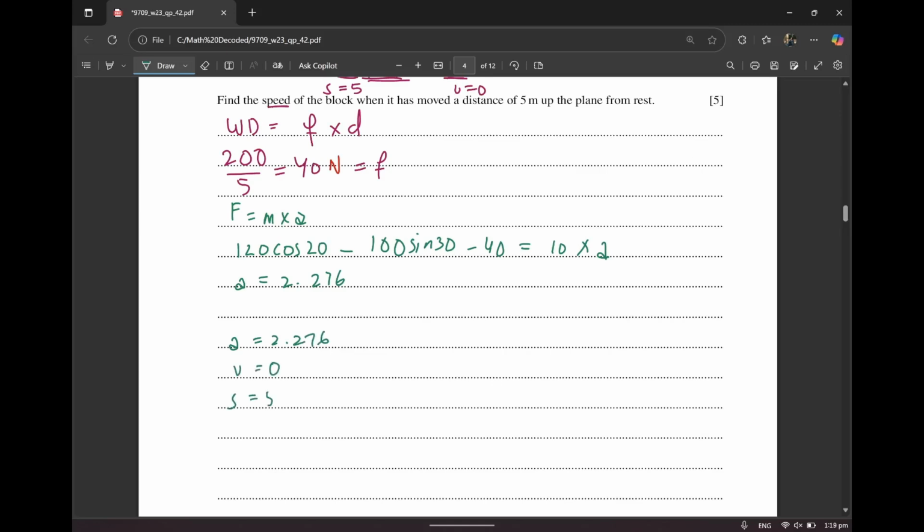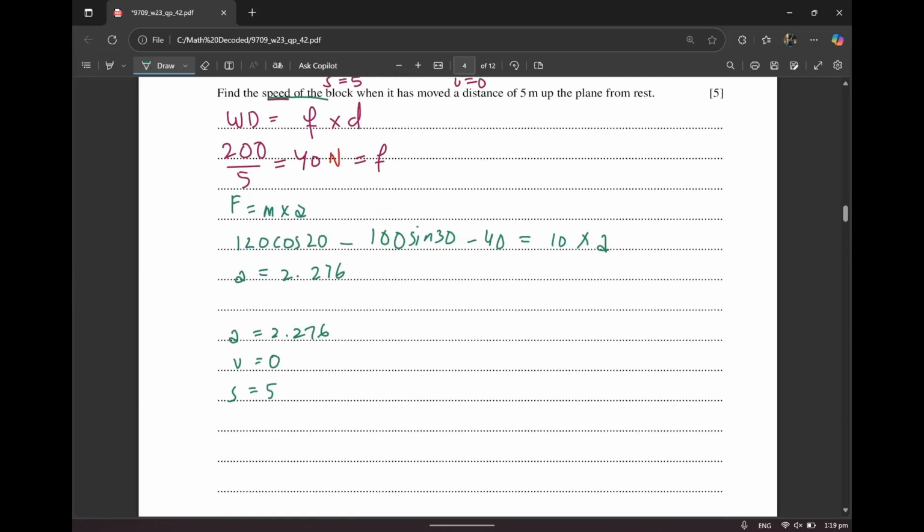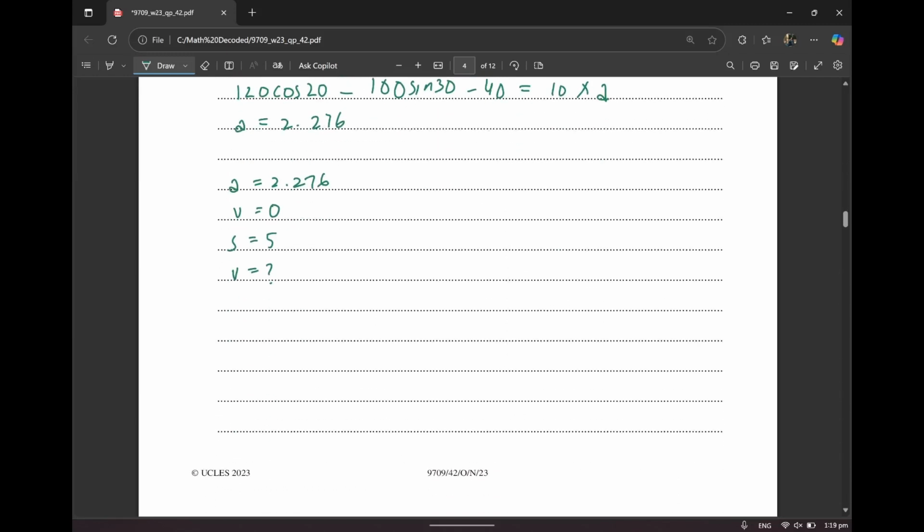Now that we have the acceleration, I have u that is 0. I know s is equal to 5. What do I need to find out? I need to find the final speed. V is something I need to find out. So I can use the formula v squared equals u squared plus 2as. V is equal to under root of u squared plus 2, A is 2.276 and S is 5. So V comes out to be, just give me a second.